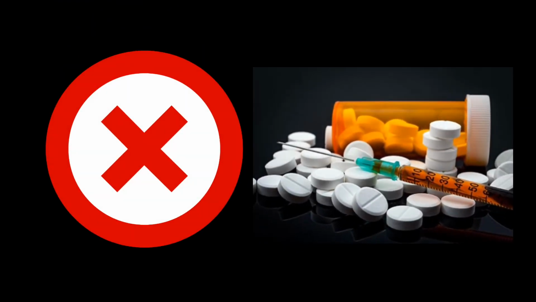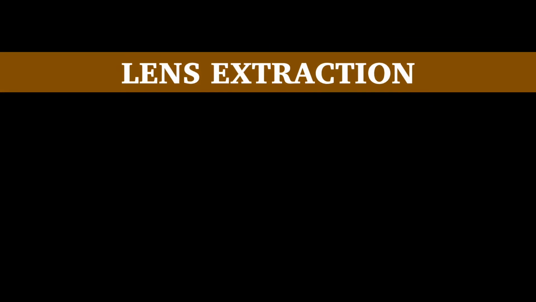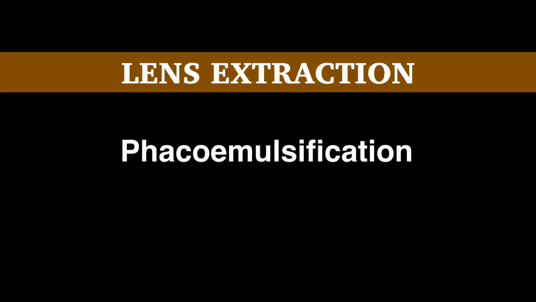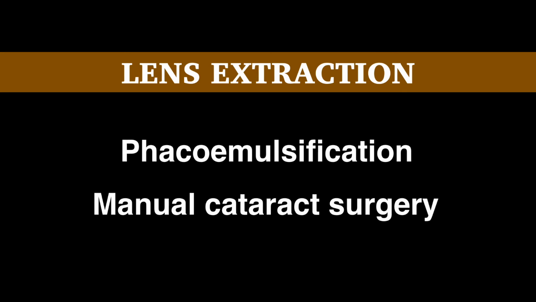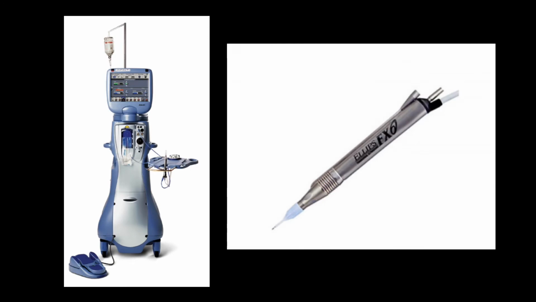At present, no time-tested, FDA-approved, or clinically proven medical treatment exists to delay, prevent, or reverse the development of senile cataracts. The definitive management for senile cataract is lens extraction. This includes phacoemulsification and manual cataract surgery. Phacoemulsification has become the most preferred method for cataract extraction. Phaco requires complex machinery to break up the lens nucleus and remove it through a small incision.